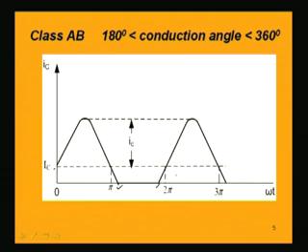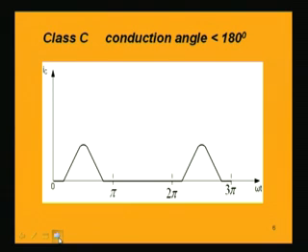That means this AB type of power amplifier is in between A and B. It is not A because the conduction angle is not the whole 0 to 360 degree, neither is it B because in B type of power amplifier the conduction angle is 180 degree, but it is in between. Another type of amplifier is known as class C type of power amplifier.